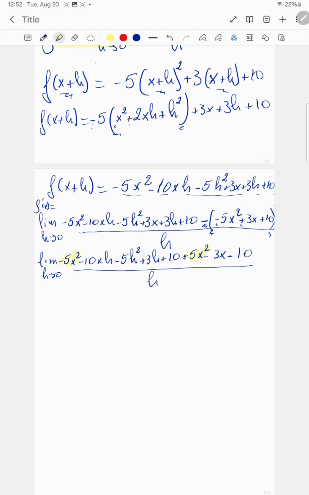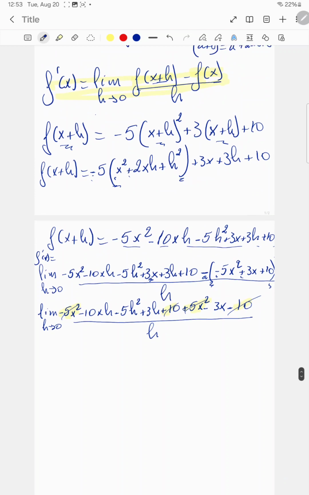Sorry, you see here, no, it's all right. And then I have plus 10 minus 10 is equal to 0. And that's it. So these I can take out, minus 5x squared plus 5x squared plus 10 minus 10, and where did I copy this? I forgot to copy this 3x. I have a 3x here and I have minus 3x here.